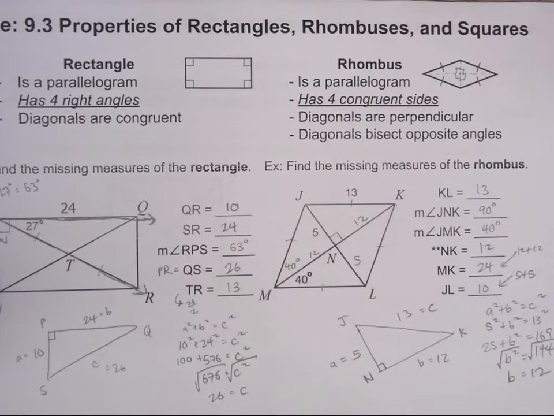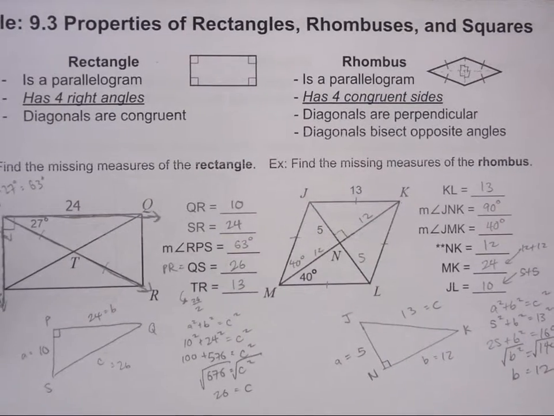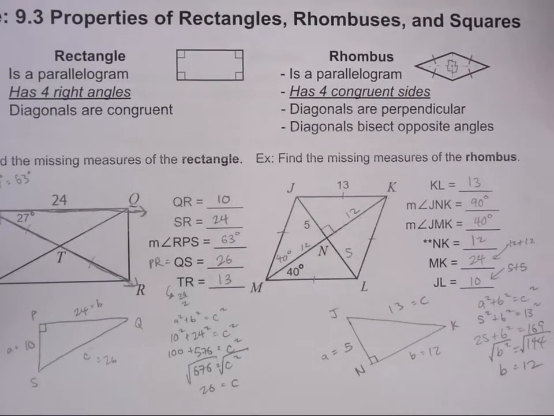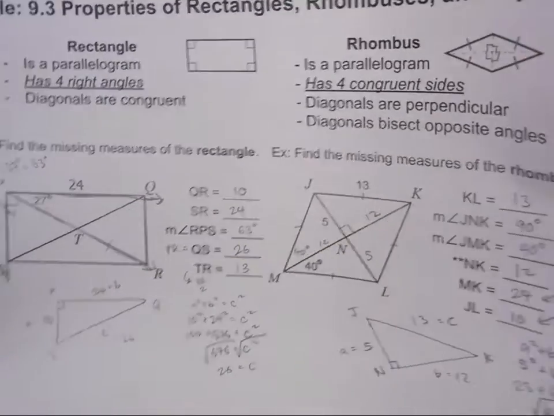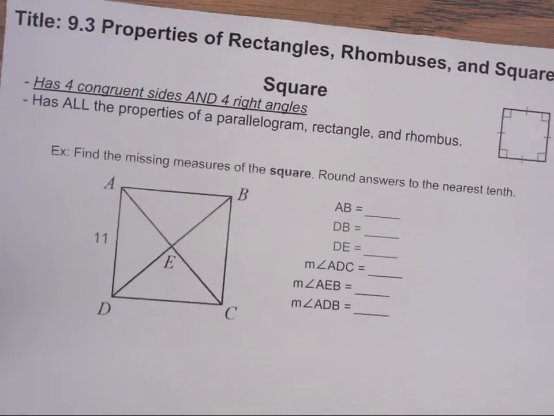Yep. So that's pretty much it for this handout, if you're wondering. Okay, so this was rectangles and rhombuses. Okay, next part. The square.